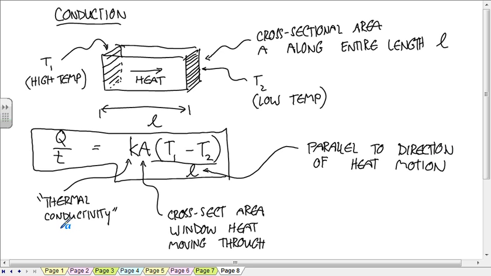This thermal conductivity is different for every material, and so that's something that you have to look up. On a test, you'll be given the value for whatever material we're dealing with. If you were ever trying to solve a problem that you came up with on your own, you could just Google the thermal conductivity of glass or something.